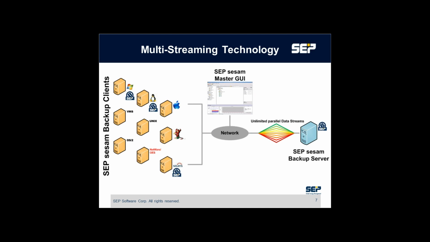Back to our second point, the multi-streaming technology. Like I said earlier, we can back up an unlimited number of streams of data. So those can be all for different servers. So we could have a stream running from 500 different servers all at the same time, or we can break those up into smaller tasks.